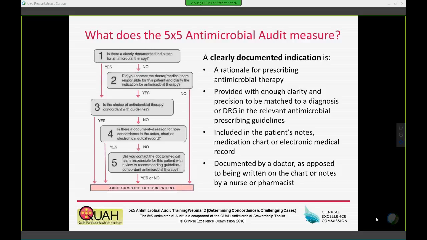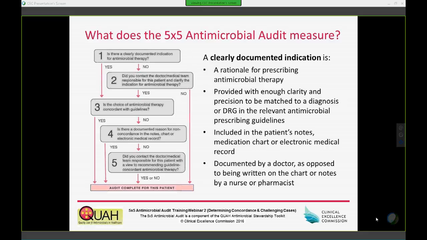If you have a look at the questions, question 3 is about whether the choice of therapy is concordant with guidelines. So we actually need to make sure that we know what the reason is for antimicrobial therapy so that we can answer that third question accurately.